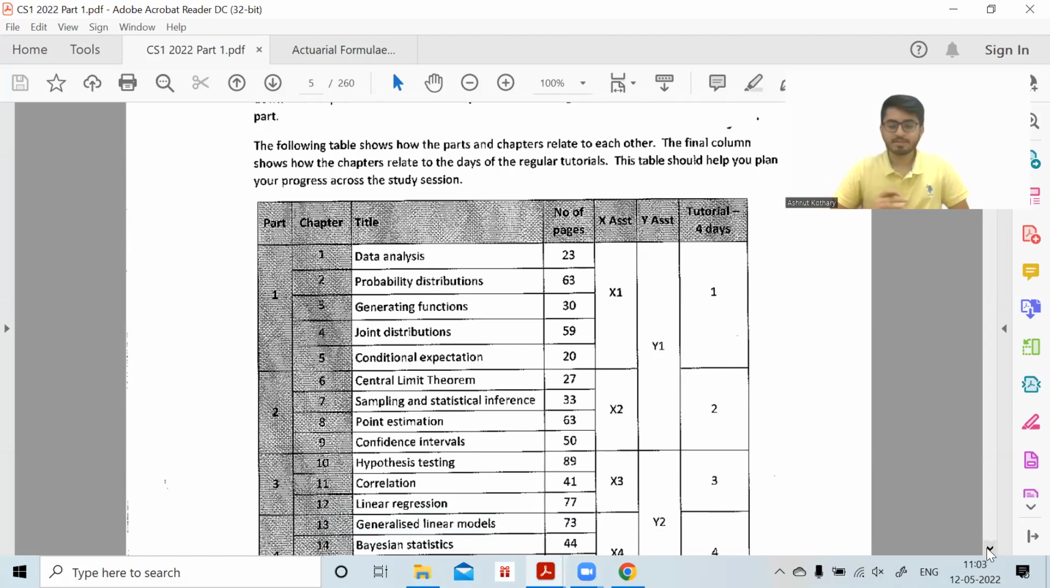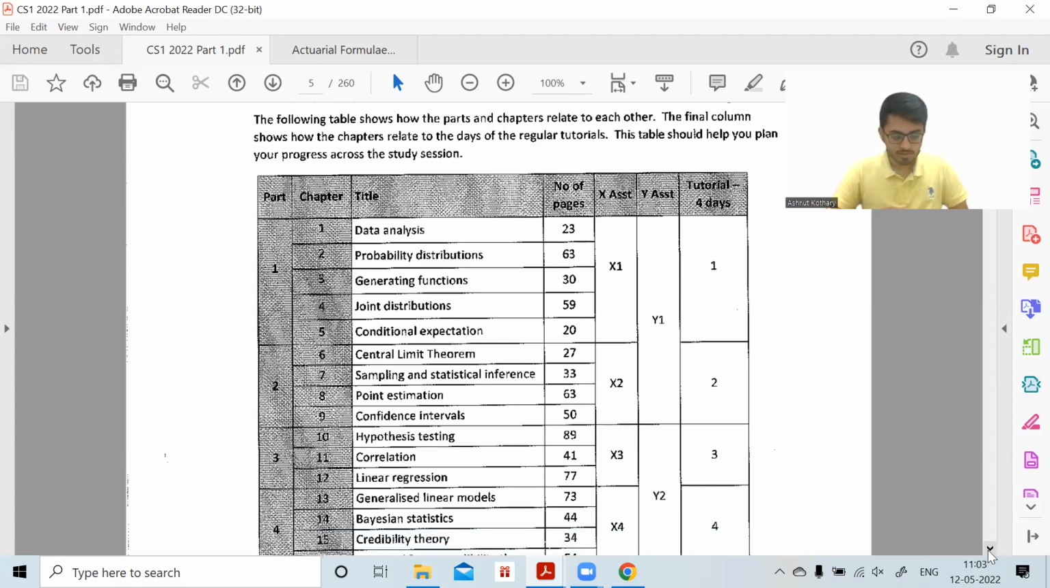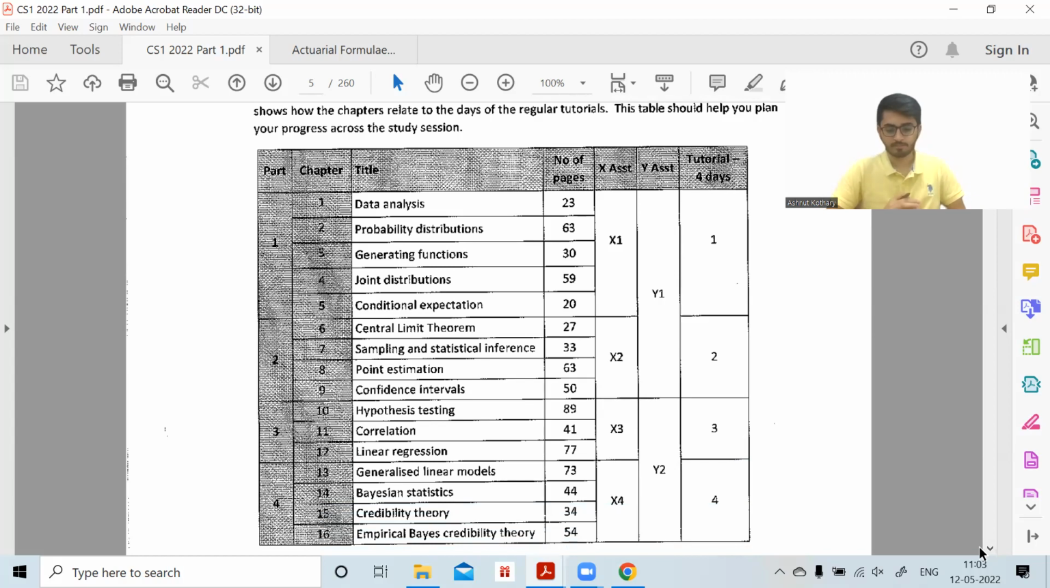So the first chapter is data analysis, which is basically a theoretical chapter. We wouldn't be starting with this chapter in the class. We would be starting right from chapter 2 onwards. Chapter 2 is nothing but probability distributions. This would be setting the background to the entire paper. Whatever we study in chapter 2 is something which would be required in all the later chapters. Then we have chapter 3, generating functions, joint distributions, and so on, towards chapter number 16.